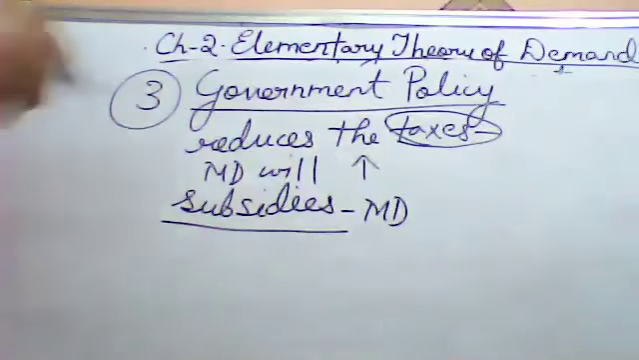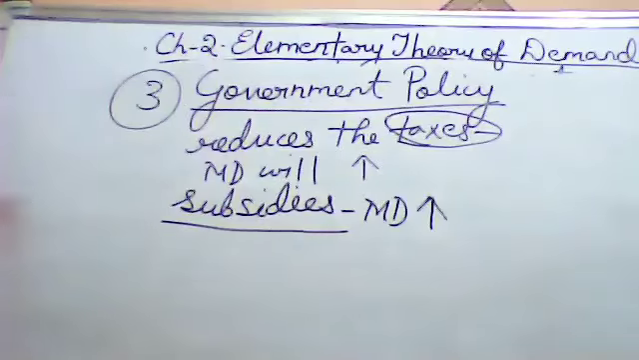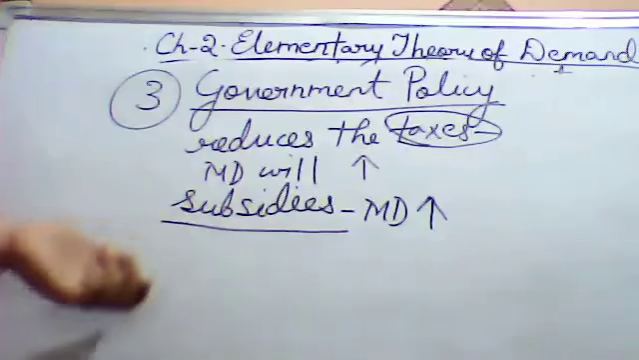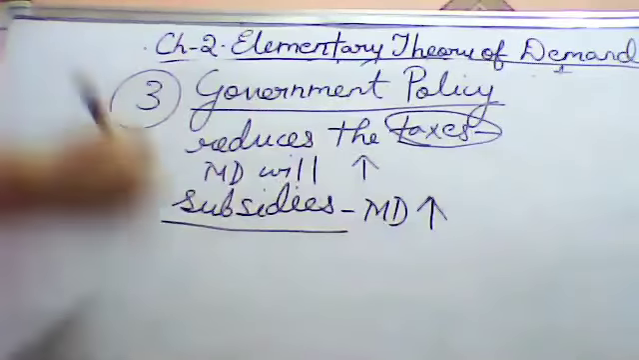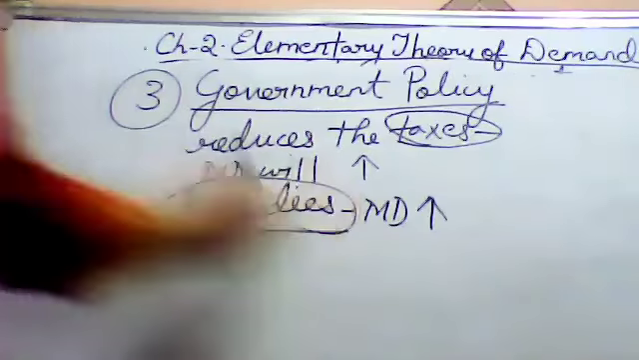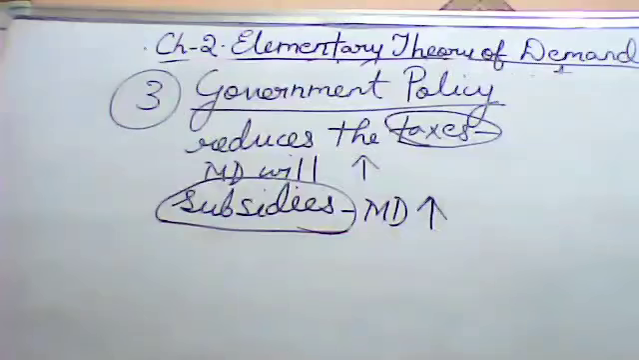It will increase, right? If subsidies are given, that is, the goods are available at lower prices, and definitely the market demand will increase. So you have to mention these two things under this point: taxes and subsidies, right?